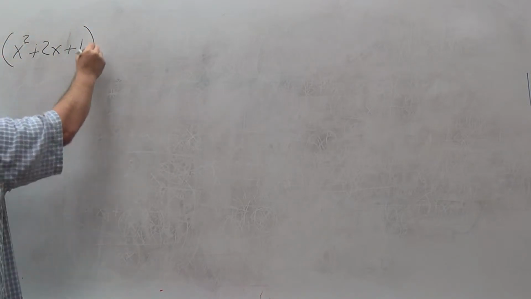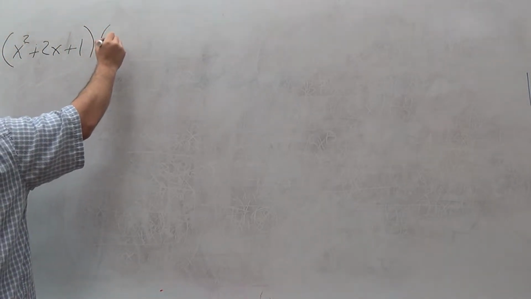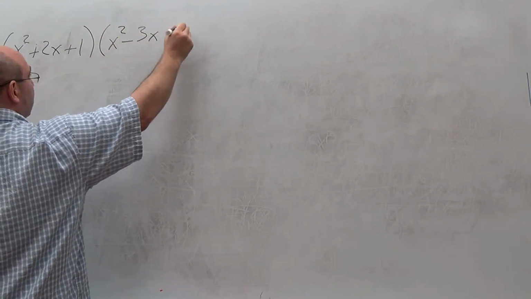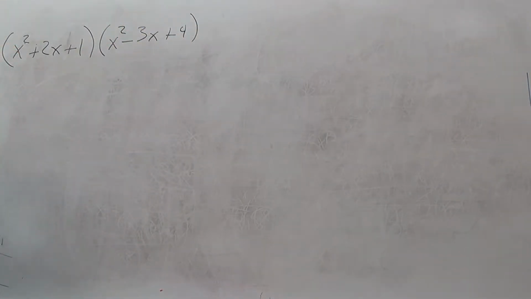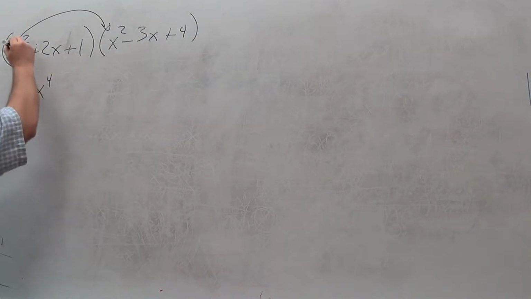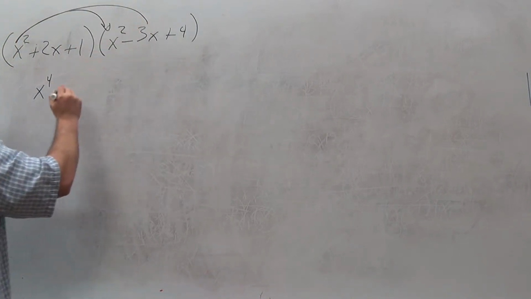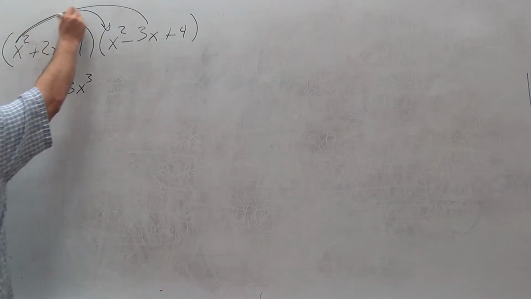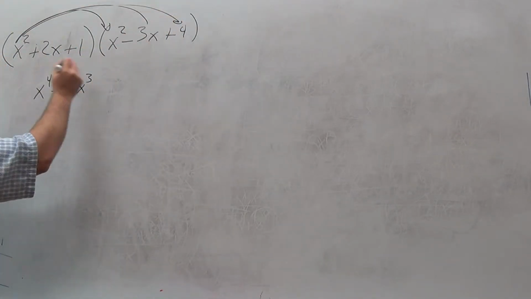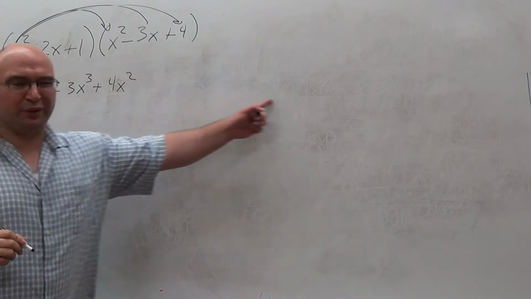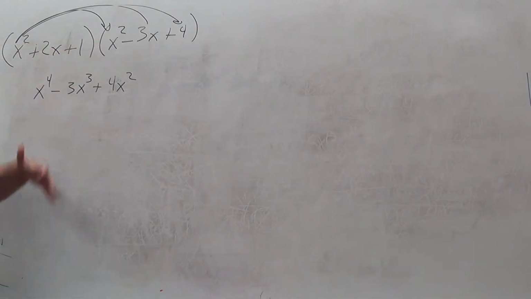All right, so we got x squared plus 2x plus 1 times x squared minus 3x plus 4. All right, so same thing, we're going to multiply this out. My x squared goes to this x squared, I get x to the 4. My x squared goes to this, and I get negative 3x cubed. My x squared comes here, and then I've got plus 4x squared. Now normally I write this out, but this one's kind of a long one, so I'm going to go ahead and just vertically stack it.